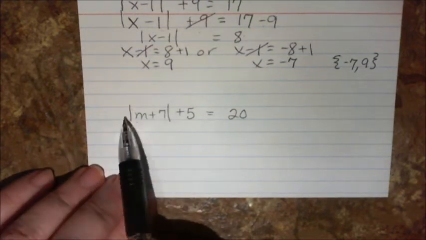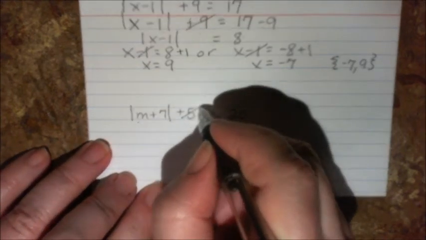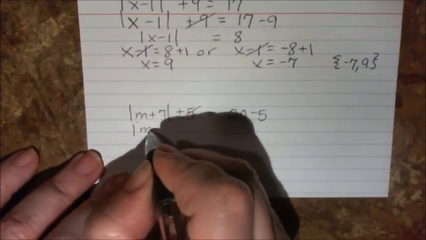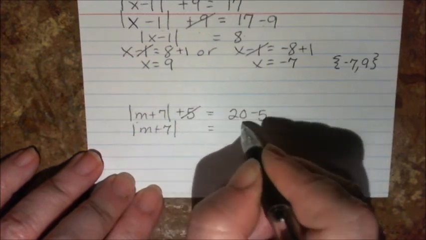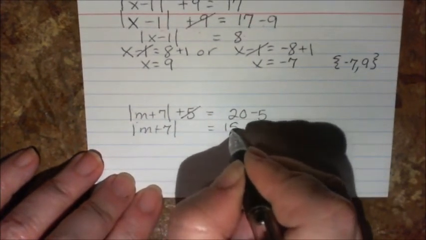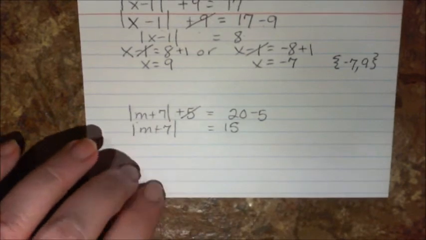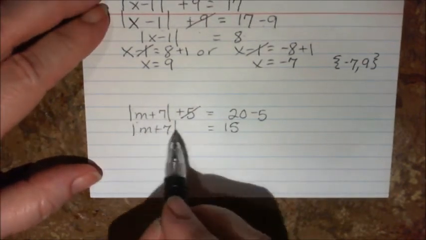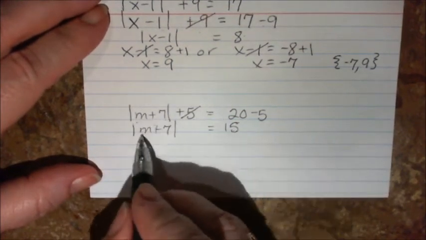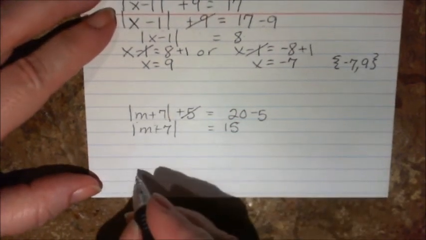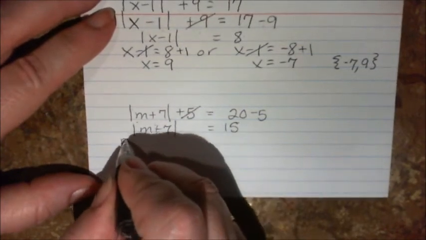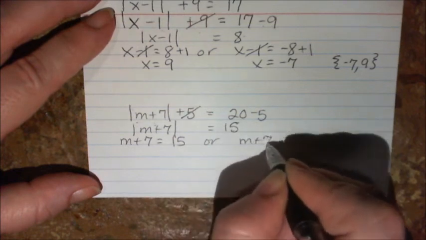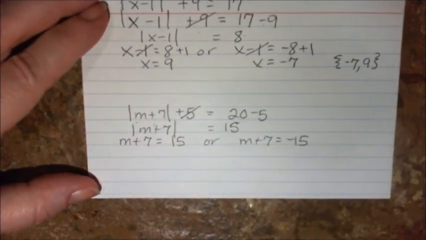Let's look at that again here. We need to isolate the absolute value, so that would take minus 5 on both sides. And that gives us the absolute value of m plus 7 is equal to 15. Remember, don't drop the bars at this point. We're not ready yet. So now we're saying the inside could be 15 or negative 15. So our routine says drop the bars here. M plus 7 could be 15, or m plus 7 could be negative 15.